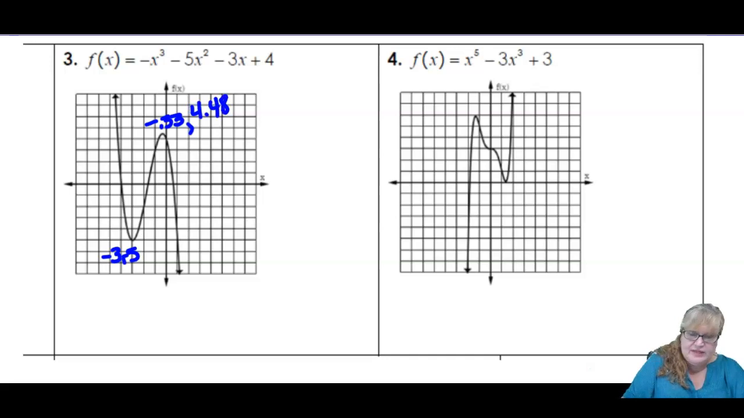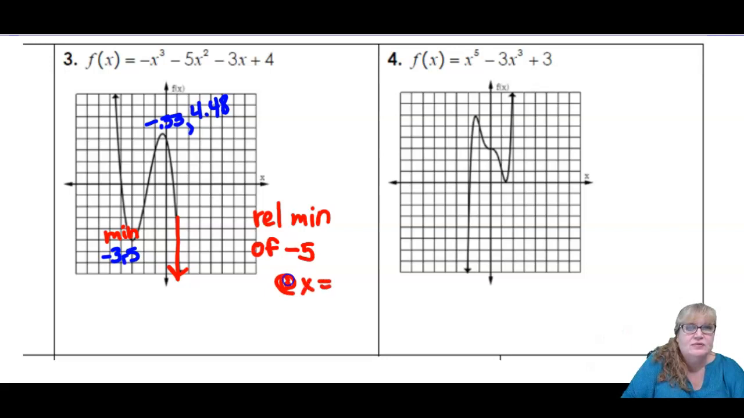All right, so I'm going to write these out. This one is a min. Now, is it an absolute min? Well, over here there's an arrow that goes down forever. So this is just a local or relative min. And the value of the function is -5, and that occurs at x equals -3.